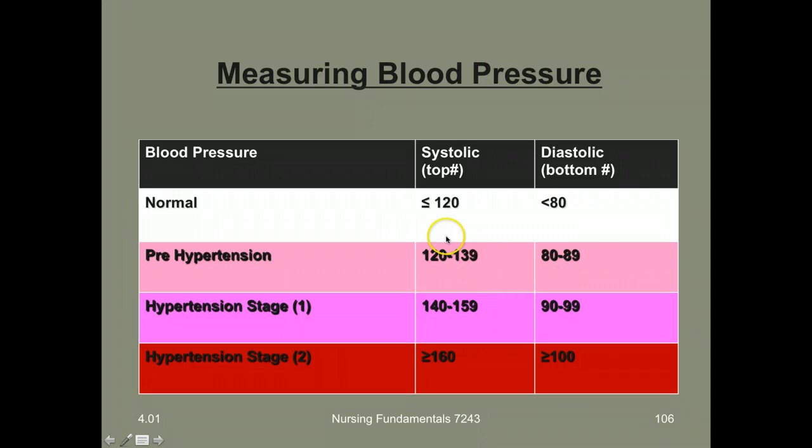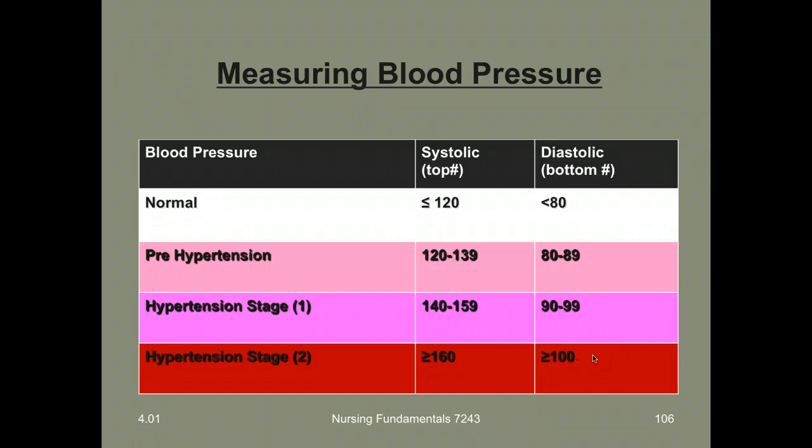Normal blood pressure is considered to be 120 or less over 80 or less. The prehypertension stage is 120 to 139 systolic over 80 to 89 diastolic. Hypertension stage 1 is 140 to 159, and diastolic 90 to 99. Hypertension stage 2 is greater than 160, and the diastolic number, the bottom number, is greater than 100.